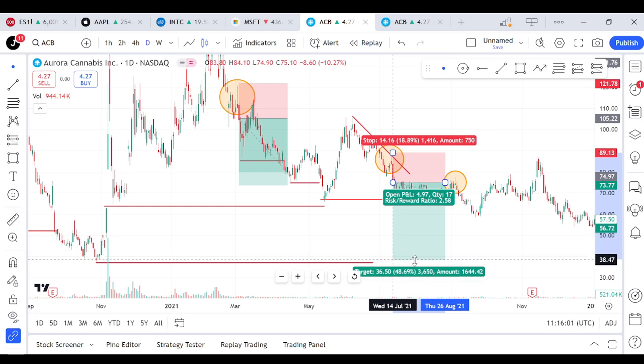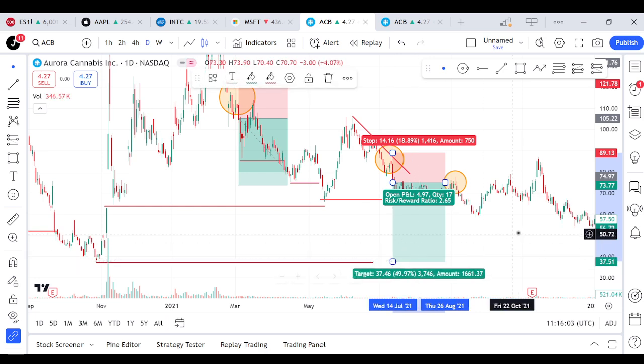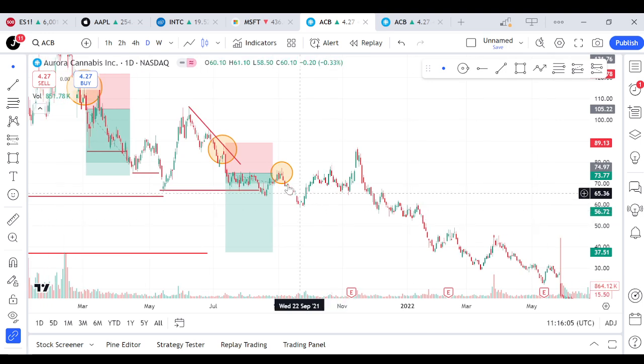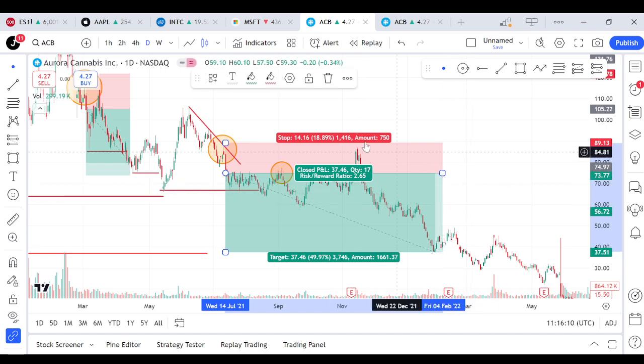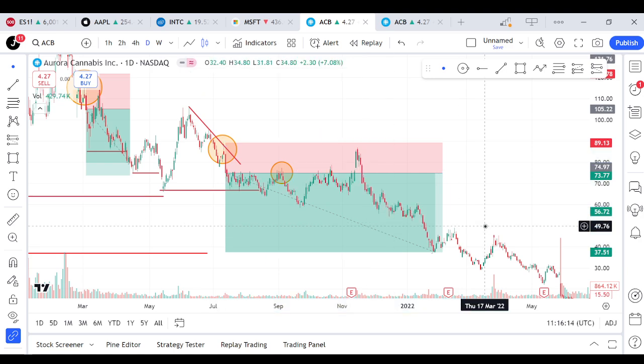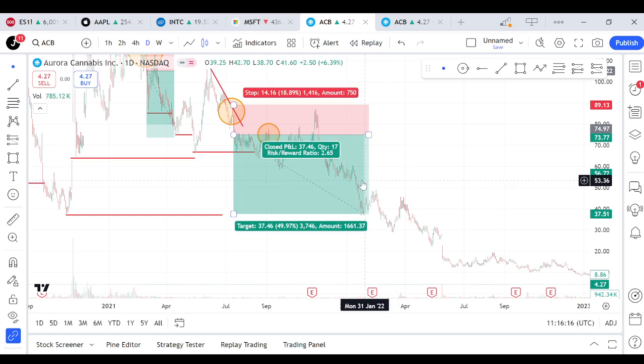you can set it at this support level right there and hold for the long term, and you can see price going all the way there. So that's how you'd have entered this trend to continue all the way to the downside.